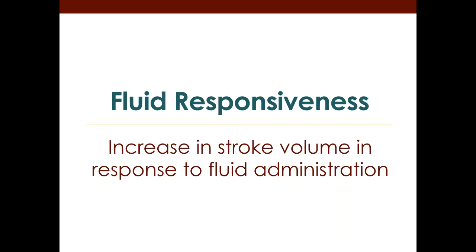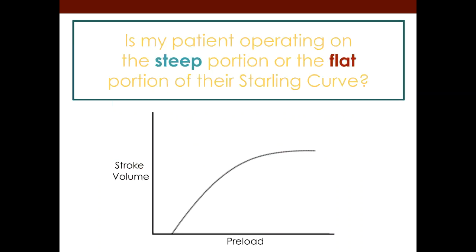Fluid responsiveness is an increase in the patient's stroke volume in response to fluid administration, because fundamentally the only reason to give a patient a fluid challenge is to increase their stroke volume. If the fluid challenge does not do that, it serves the patient no useful benefit and may in fact be harming them. We all remember the Starling curve, right? From med school, the ability of the heart to change its force of contraction, and therefore stroke volume, in response to changes in preload. It's called the Frank-Starling mechanism. And really what we want to know in the question of fluid responsiveness is: is my patient operating on the steep portion or the flat portion of the Frank-Starling curve? That's the fundamental question we're trying to figure out.